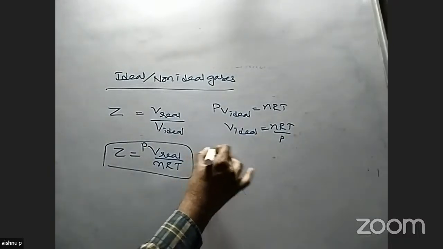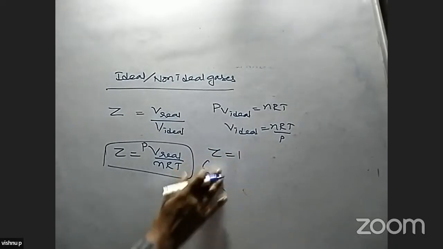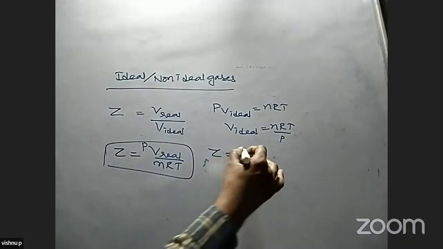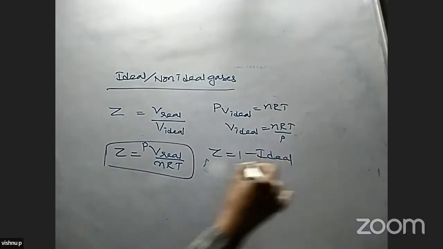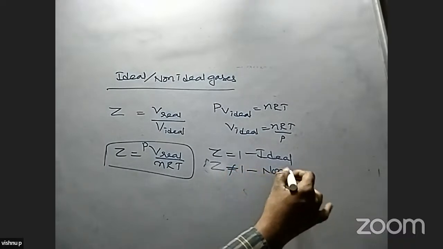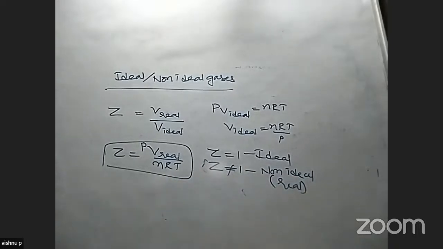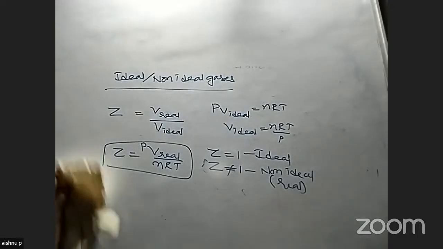For an ideal gas or perfect gas, Z is equal to 1. Z is not equal to 1 for which type of gas? Non-ideal, that is called a real gas. Again, there are two types of gas: some gases show negative deviation, some gases show positive deviation.